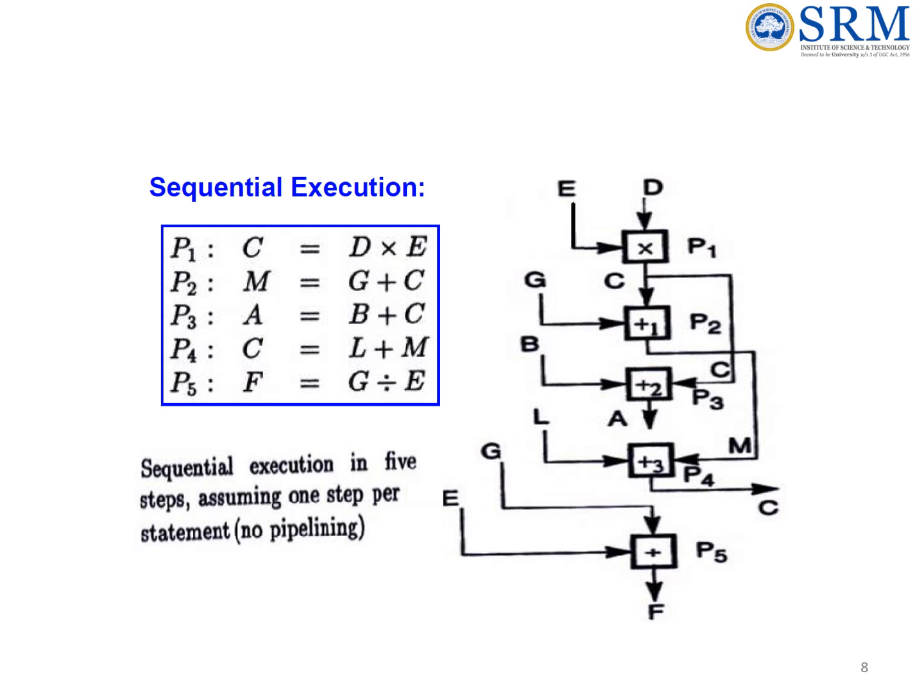So for example, sequential execution. In the first step, C equals D times E is done, in step 2, M equals G plus C, and third, A equals B plus C, and then L plus M, and G divided by E. So sequential execution takes 5 steps, assuming 1 step per statement.